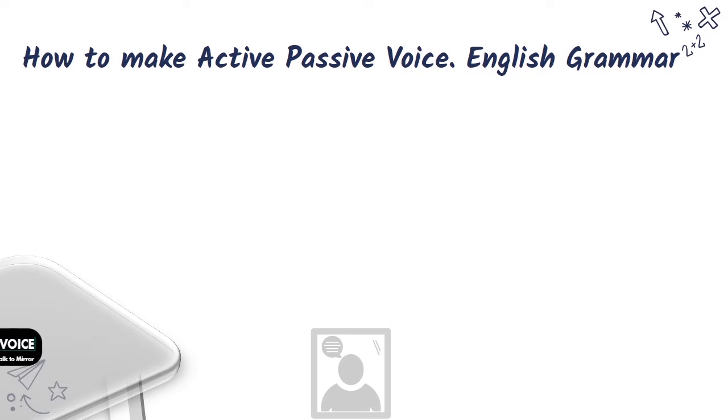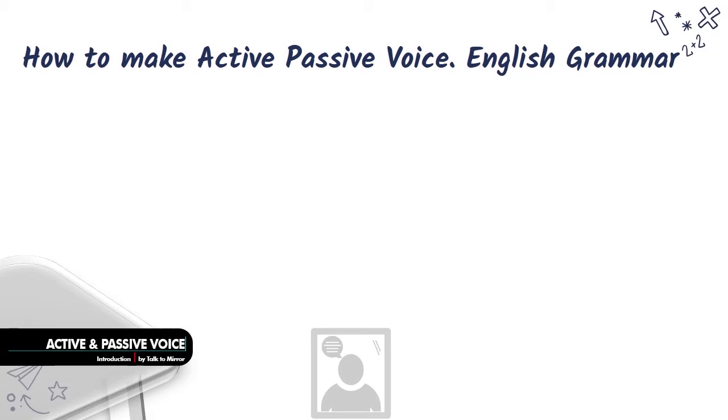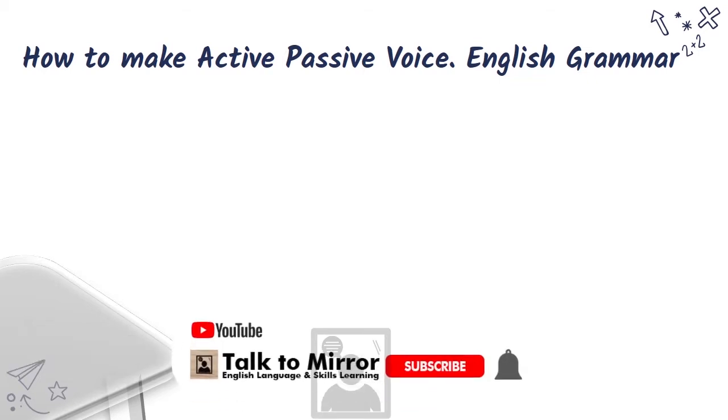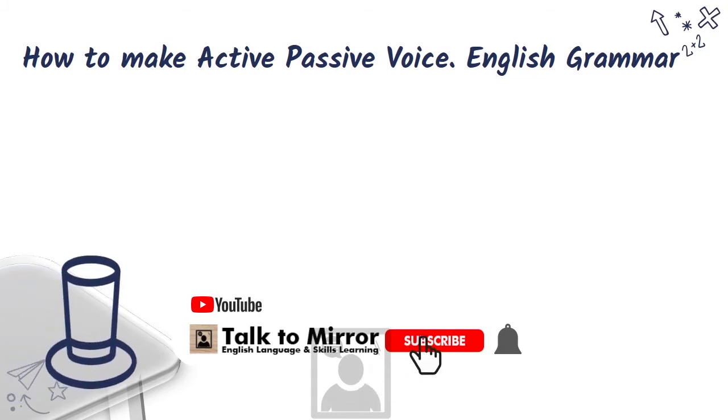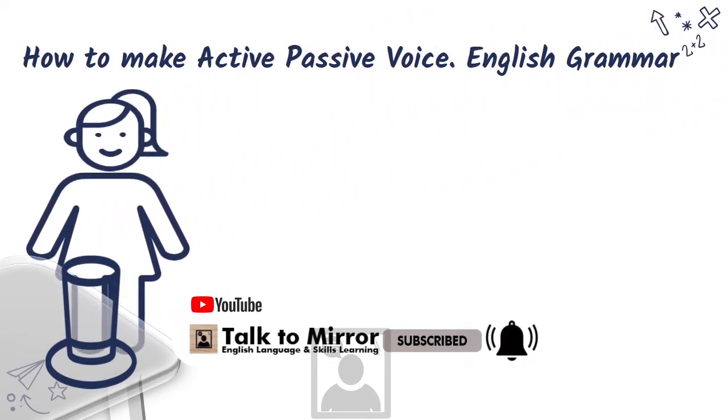So, how to make active passive voice? This is an English grammar lesson we are going to discuss today. In our initial scene, we have a table, and on the table there is a glass. Jenny was playing there, and she suddenly hits the table, and the glass fell down.